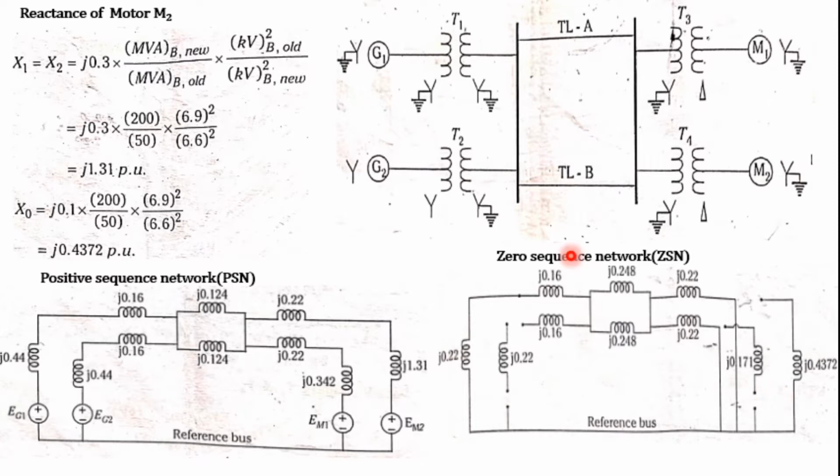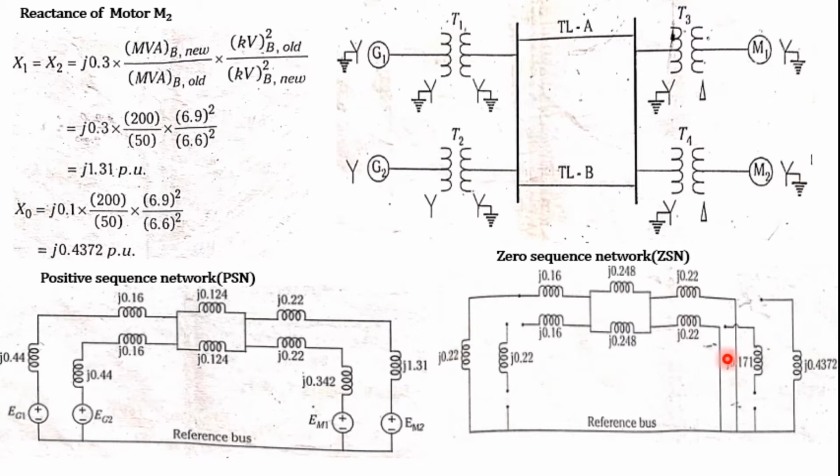And G2 is just star, not grounded. That's why we are not closing this series switch. Then the transformer T2 primary is also star, not grounded, so we are not closing this series switch. And the secondary is star grounded, that's why we are closing the switch at this point. Then the transmission line. And for the transformer T4, primary is star grounded, so we need to close the series switch, and the secondary is delta, so we need to close the shunt switch, because this is delta.